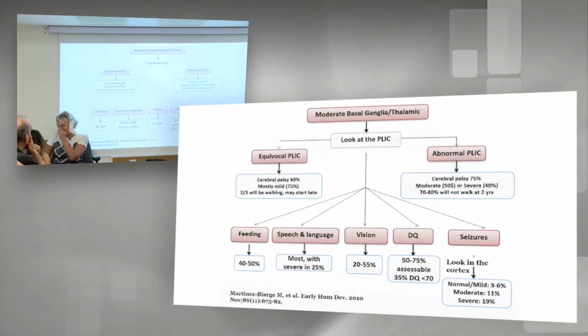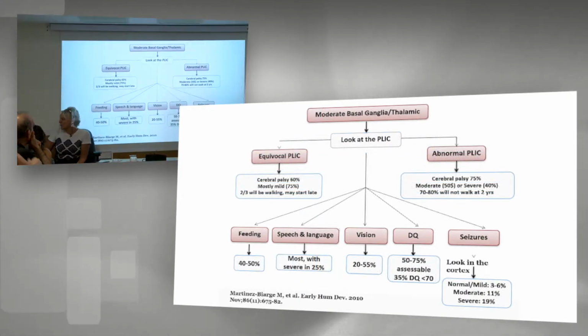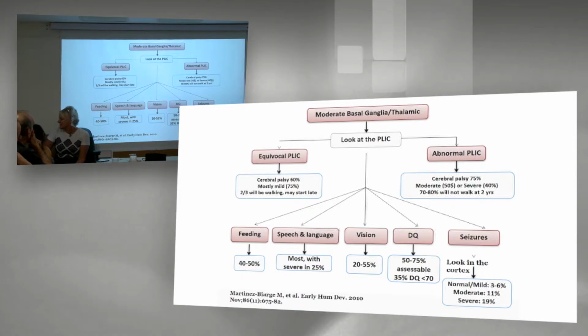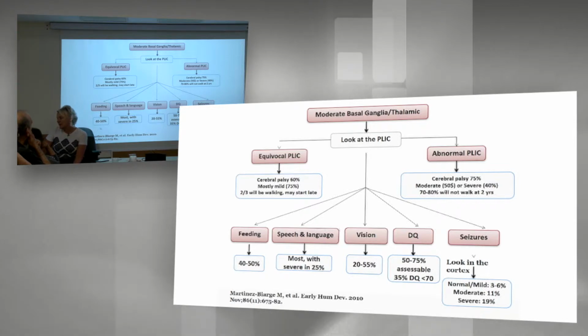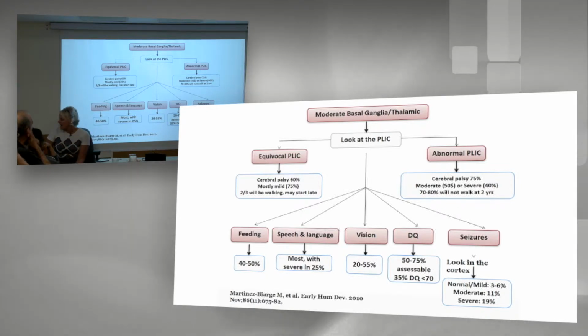So here is the moderate. Now your risk of cerebral palsy is between 60 and 75%, and many who have an abnormal PLIC will have significant cerebral palsy such that they won't be walking by 2 years of age. Many of these children will have feeding difficulties, impairment in speech and language, and significant risk of intellectual and developmental disabilities.